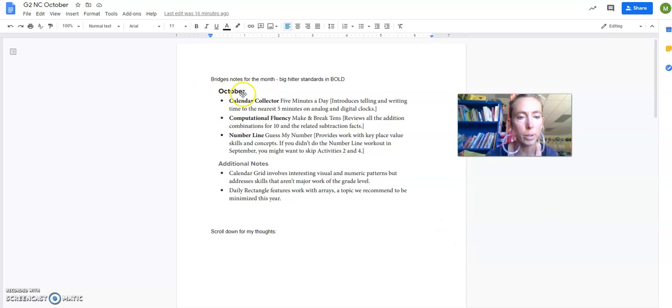All right, you guys, we have October Number Corner. So these up here are the notes. The notes are in the drive under Number Corner for Grade 2. And here's Bridges' notes on Number Corner for October. The bold ones are the ones you should not skip, is what they're advising.